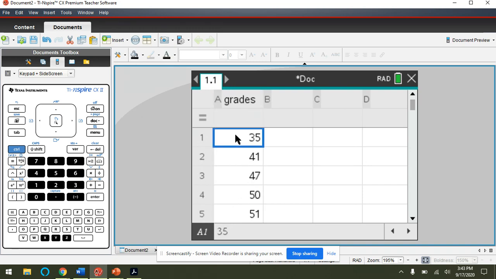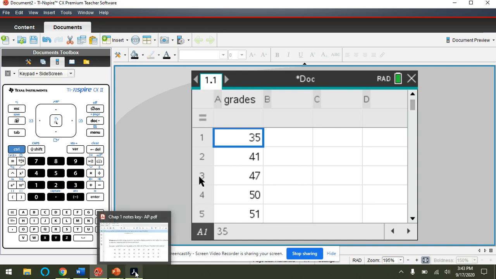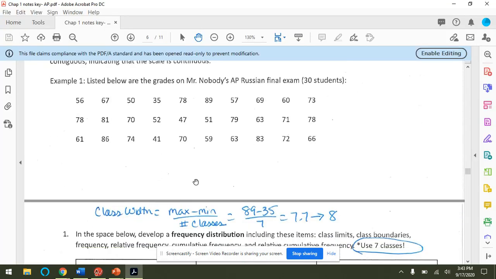So then what I'm going to do is look at making a histogram. One of the important things, if we look here at these directions, it says in the space below, develop a frequency distribution. I'm going to make a table. A frequency distribution is a table of how frequently these data points happen. And I want to include these items: class limits or boundaries, the frequency, the relative frequency. All right, and we're going to erase this. So ignore cumulative frequency and relative cumulative frequency.